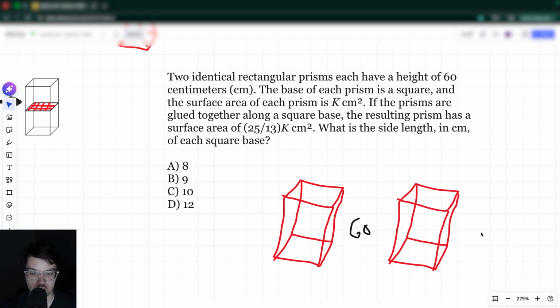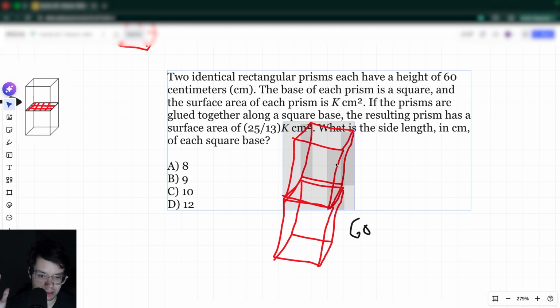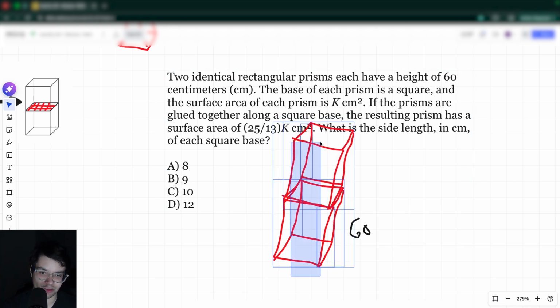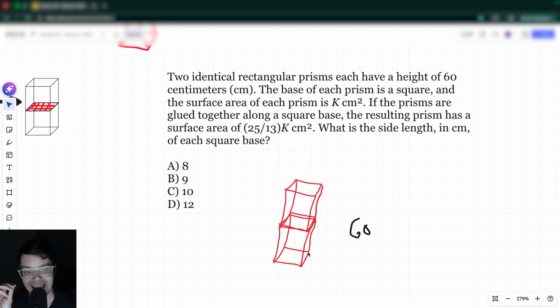Now, they are finally glued together along a square base. So basically what this would mean is you put this one on top of that one. So hopefully that makes sense. I know it's getting a little bit confusing here, but yeah, like that. And then it says the resulting prism has a surface area of 2513k.